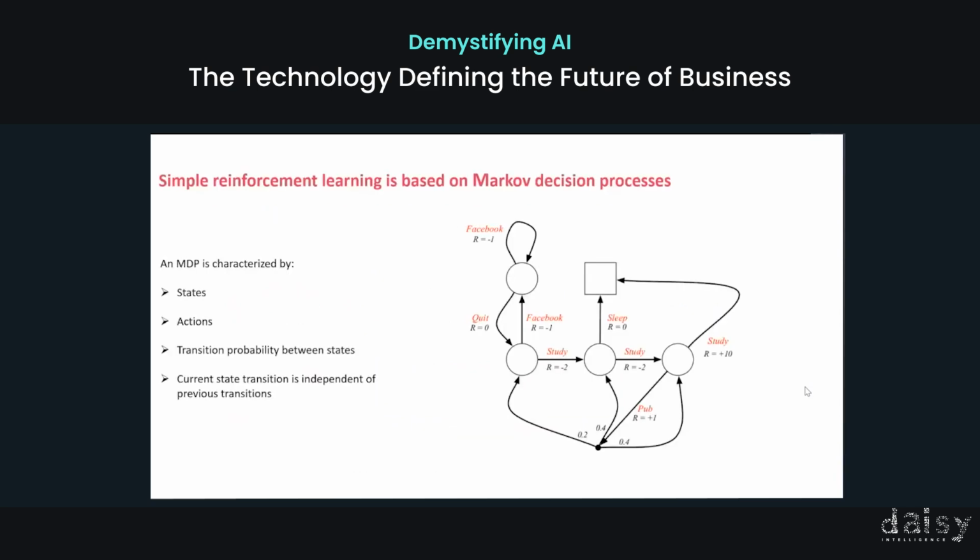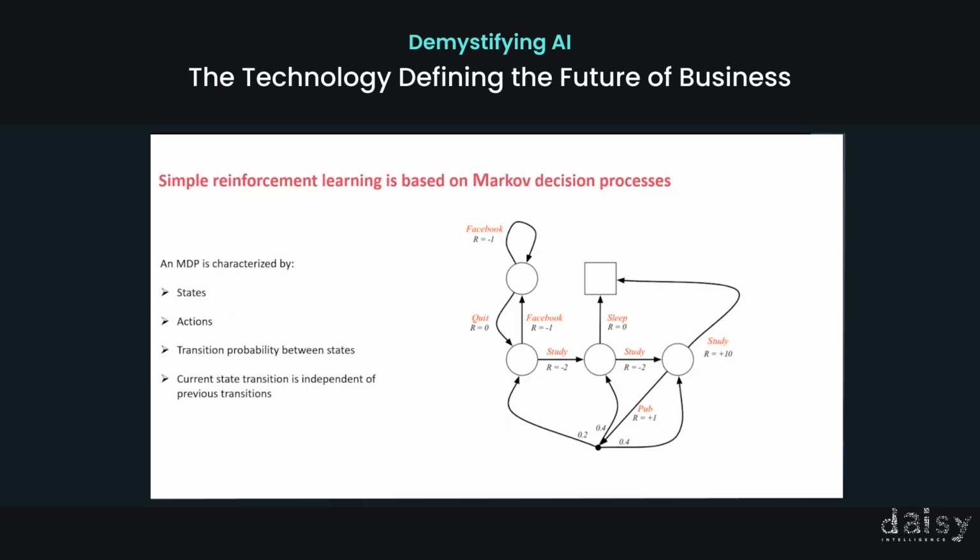So this diagram shows a Markov decision process, and it's characterized by states. What state can the system be in? What are the actions that you can take? And the actions would transition the system from one state to another. So you have a finite set of states, you have a finite set of actions. You have some kind of transition probability between the states, like what's the probability of going from state one to state two. And the current state transition might be independent of any previous state transition. So that's the typical setup.